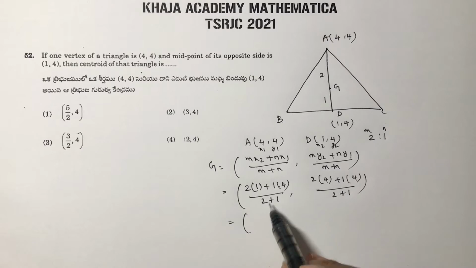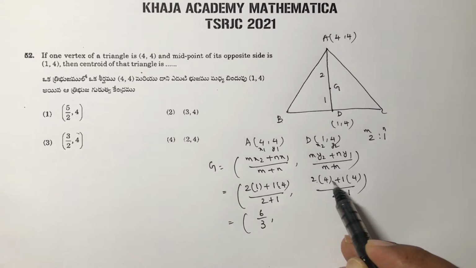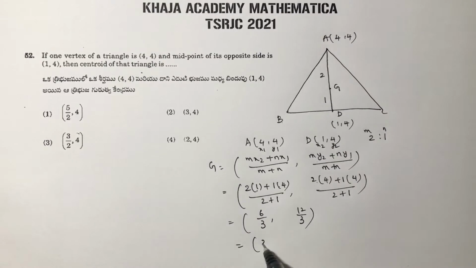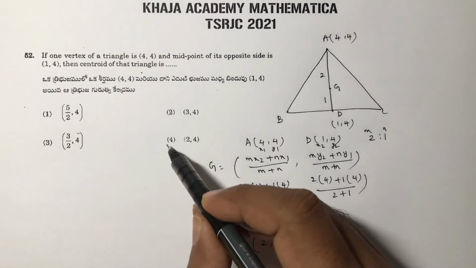So 2 plus 4, that is 6 by 3. 2 times 4, 8. 8 plus 4, 12. 12 by 3. 6 by 3 is 2. 12 by 3 is 4. So the centroid is 2, 4. So the correct option is 4.